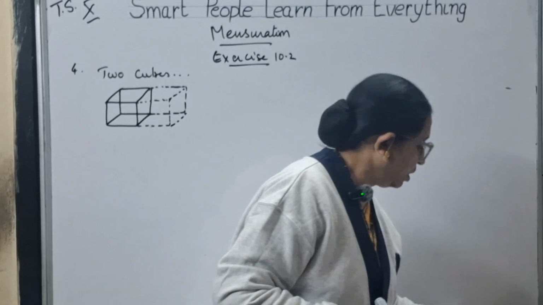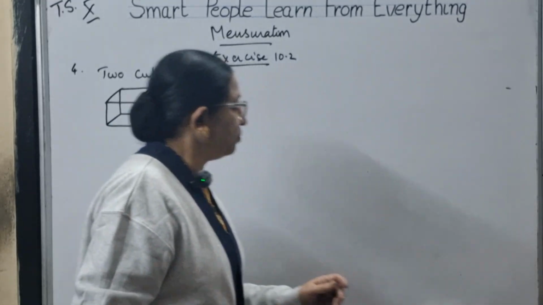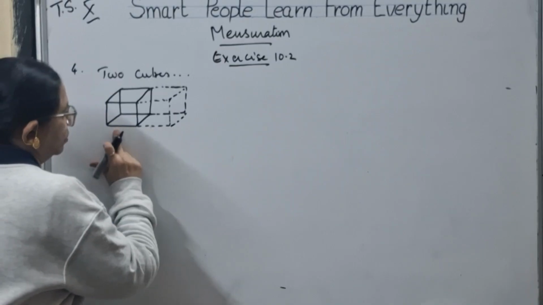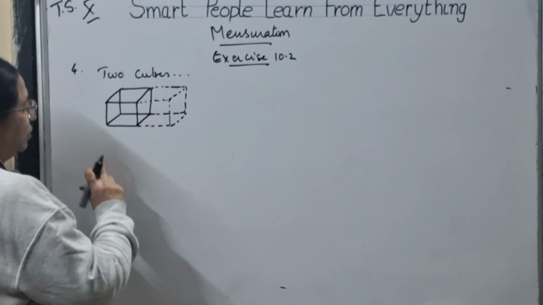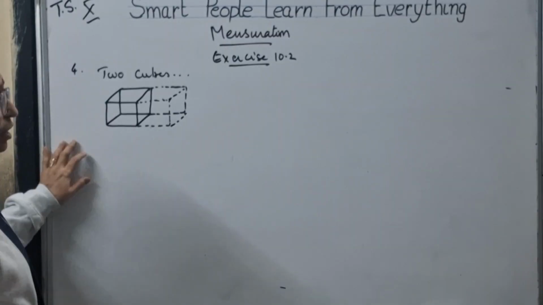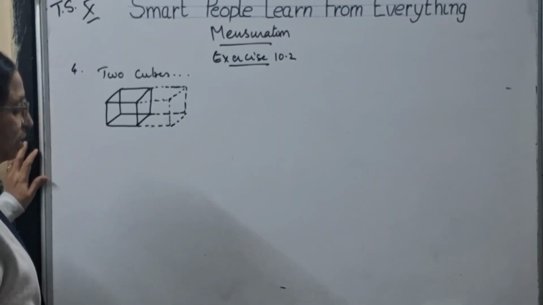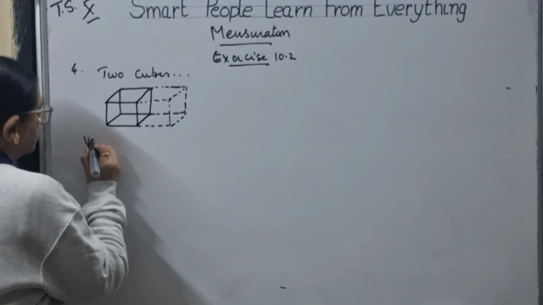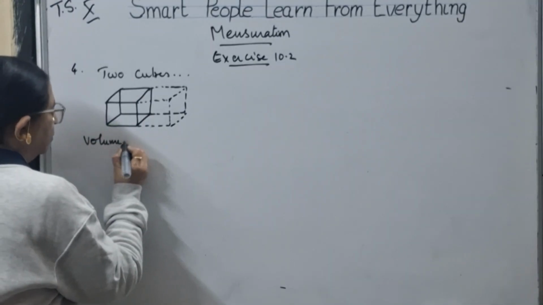Two cubes of volume 64 cubic centimeters. This is the first cube, this is the second cube. These two are joined end to end, so you get a cuboid. Now the question is, what is the surface area of this cuboid? So what did they give?